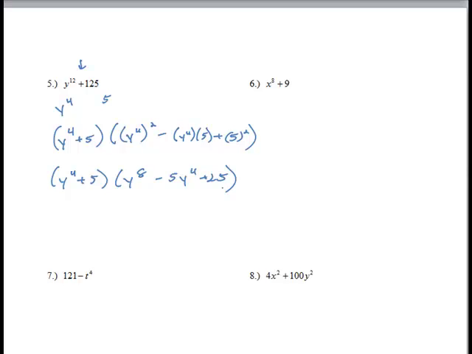Example 6. Two terms, standard form, no greatest common factor. x to the 8th is a perfect square, the exponent is divisible by 2. 9 is obviously a perfect square. However, those two perfect squares are being added together, which means we cannot factor it. It's prime.